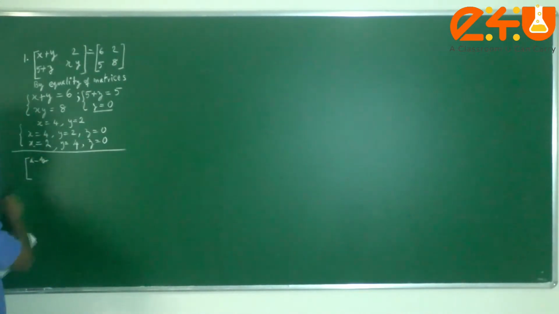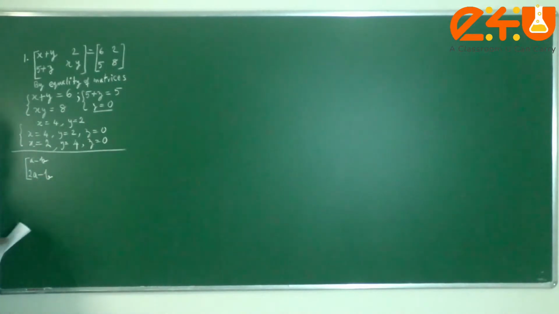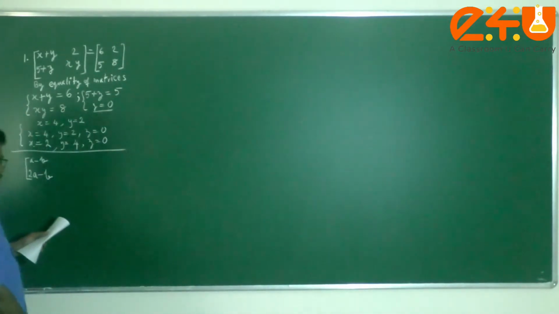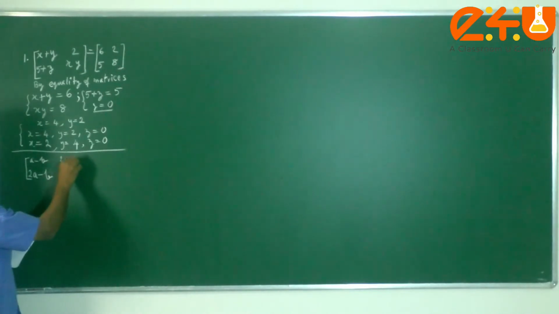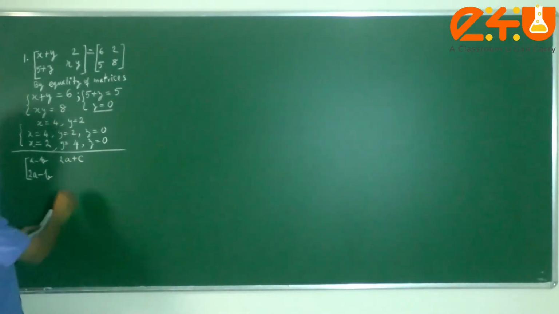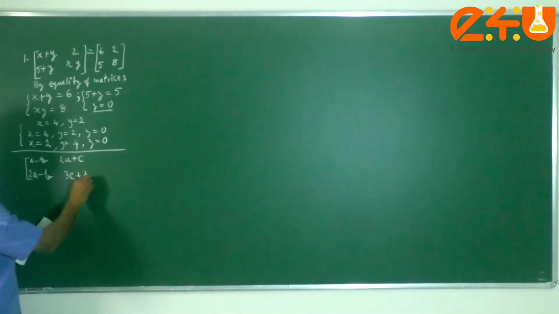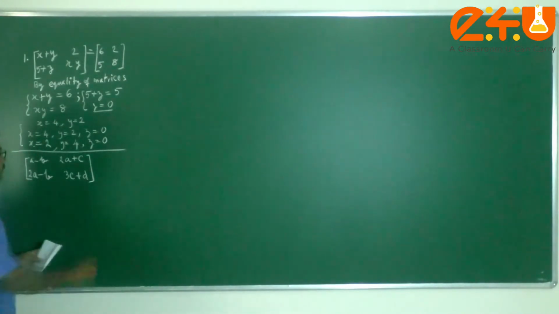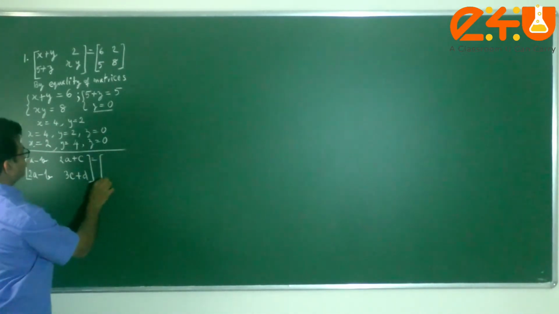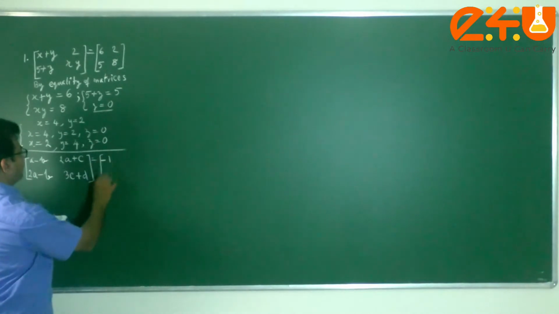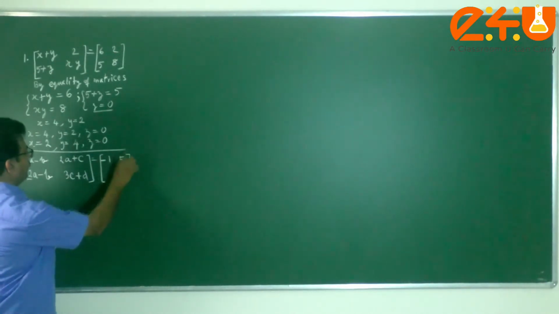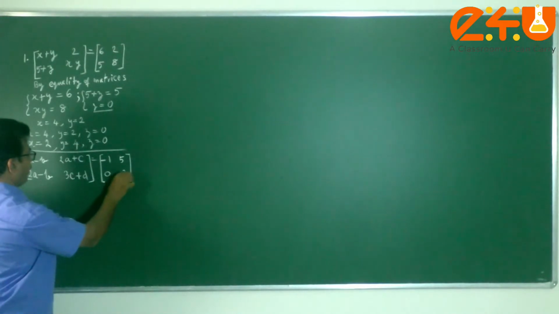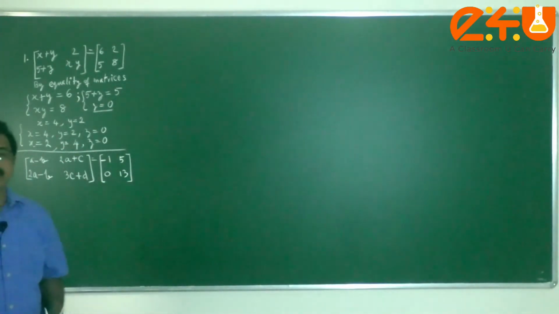Given A minus B in position 1 1, 2A minus B in position 2 1, 2A plus C in position 1 2 and 3C plus D in position 2 2. And the RHS is a matrix with minus 1, 5 in row 1, and 0 and 13 in row 2.